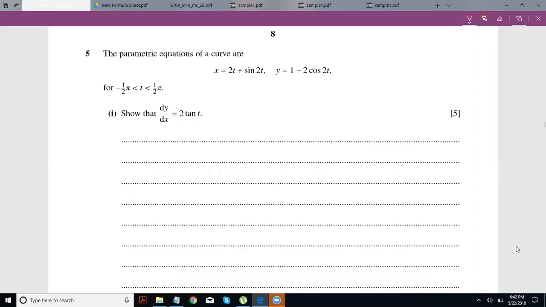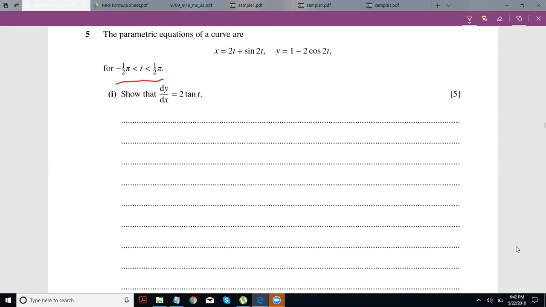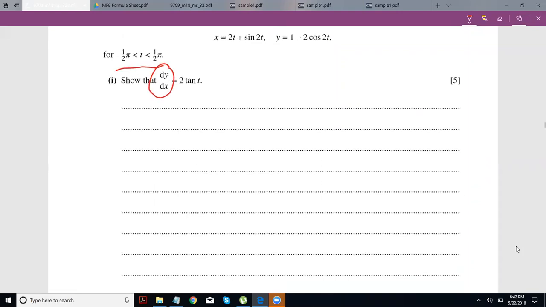So let's continue our Feb-March 2018 paper with question 5. So we have parametric equations, which are basically equations of x and y in terms of another variable, that is t in this case. And you're given the range of values for t, and you have to calculate dy over dx and show it to be this particular expression.